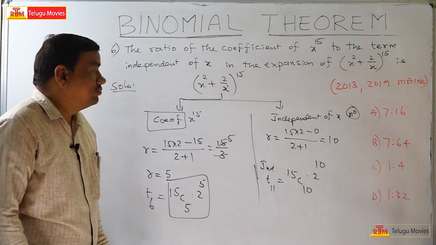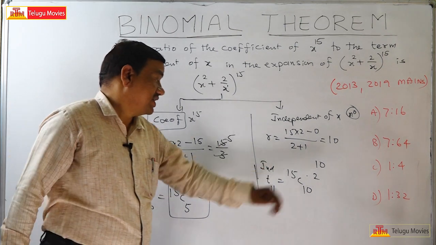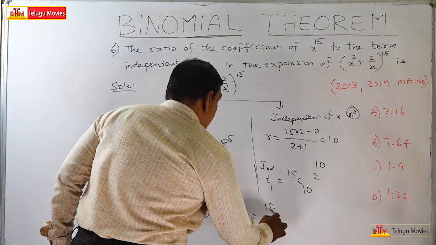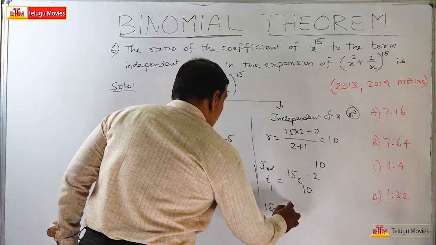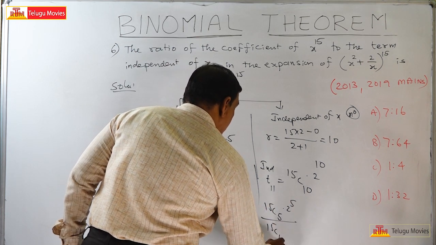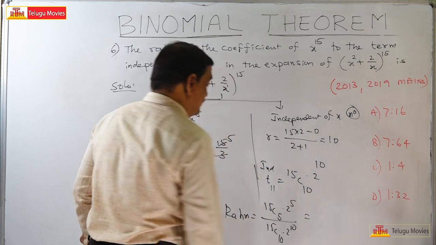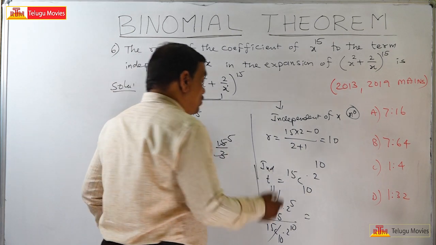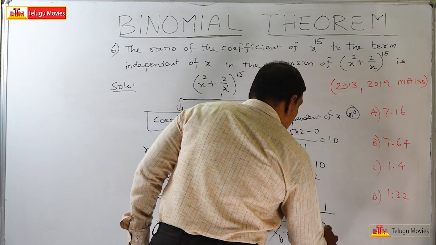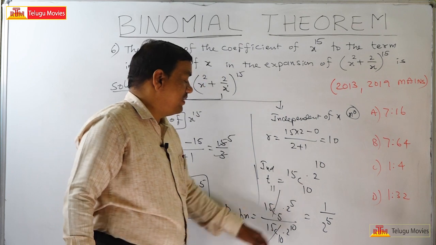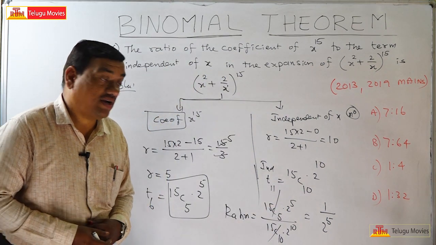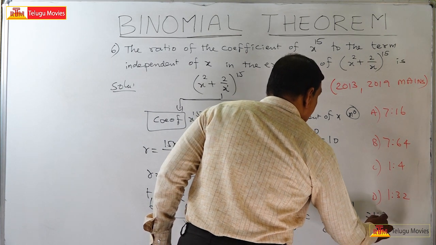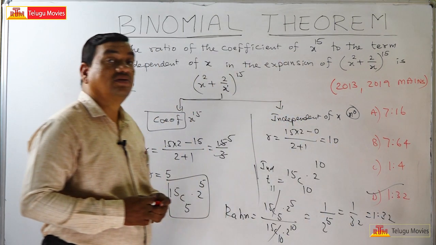Now the ratio for this term and this term. So this is equal to 15C5 2 to the power of 5 by 15C10 2 to the power of 10. So 15C5 and 15C10 are both the same. 2 to the power of 5 by 2 to the power of 10, using a power m by a power n, 10 minus 5 is 5 in the denominator. That is equal to 1 by 32, that is 1 is to 32. Option D is the correct answer.